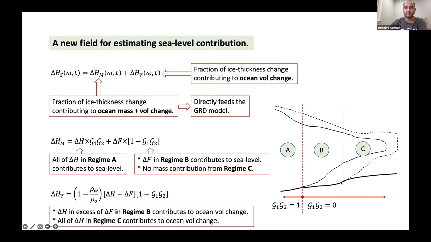Region A is where the grounded ice remains grounded. And region C is where floating ice remains floating. So B is the transition part. And this is where all the drama and the exotic phenomena happen.